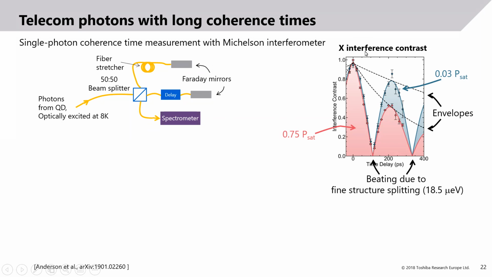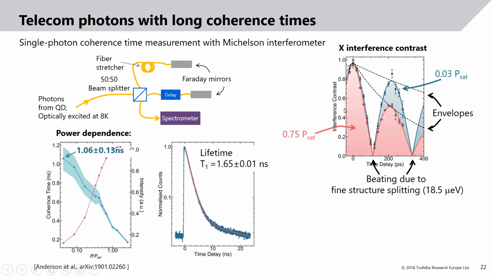This is what we find for an exciton. So you can see two effects here. You can see that overall visibility decreases, as you would expect, and that envelope actually gives us the coherence time of our photons. But you also see a beating pattern, and this beating pattern is due to the fine structure splitting of the exciton, which I will also explain later. And the last thing you can see is that for low excitation powers, we get longer coherence time than for higher excitation powers. So this is 3% of the saturation power, and this is 75% of the saturation power.